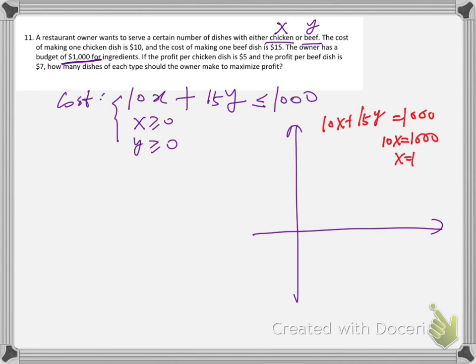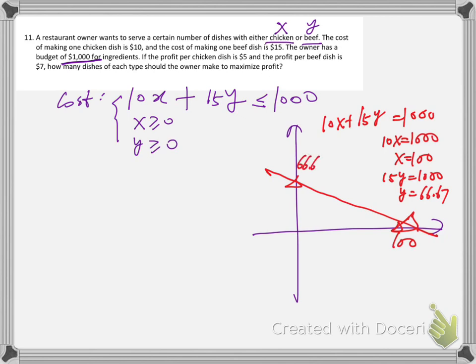So x is 100 divided by 10, right? And then 15y is 1,000. So y is 1,000 divided by 15. So it's 66.67. Okay, so they are the x and y intercepts of the straight line. So the x-intercept is 100, the y-intercept is 66.67.